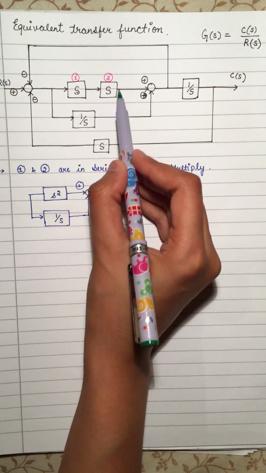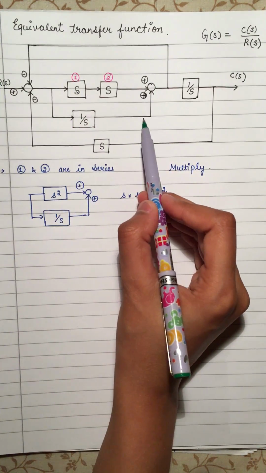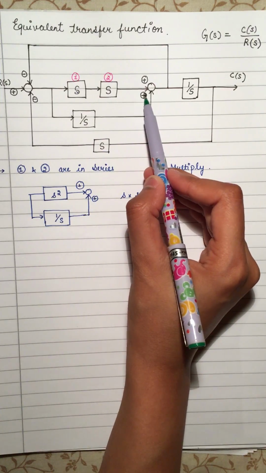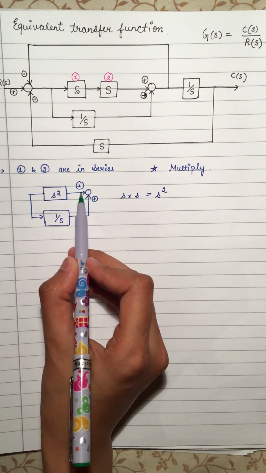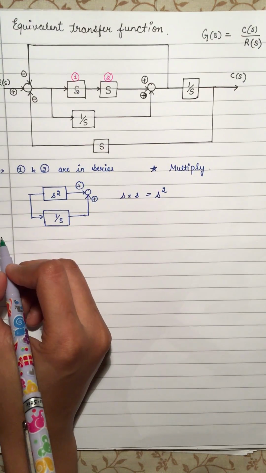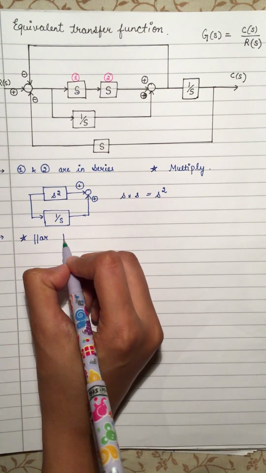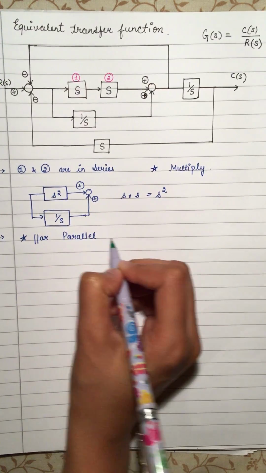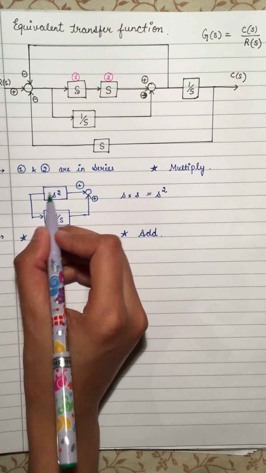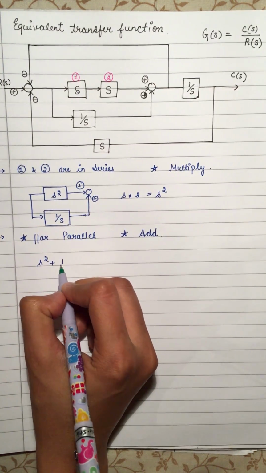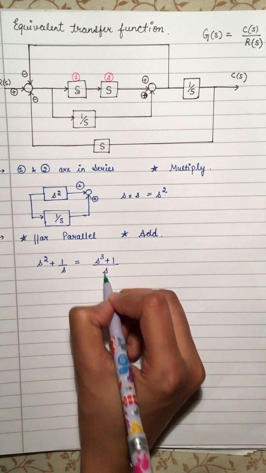Now in this equation, this one is already eliminated and became this s square. Now here this loop is not a feedback loop because it's not negative here. It's positive, so it's going forward. So when it's going forward, these two are in parallel now. So the second rule is when they are in parallel, you always add them. How? So this is s square plus 1 by s equals s cube plus 1 divided by s.